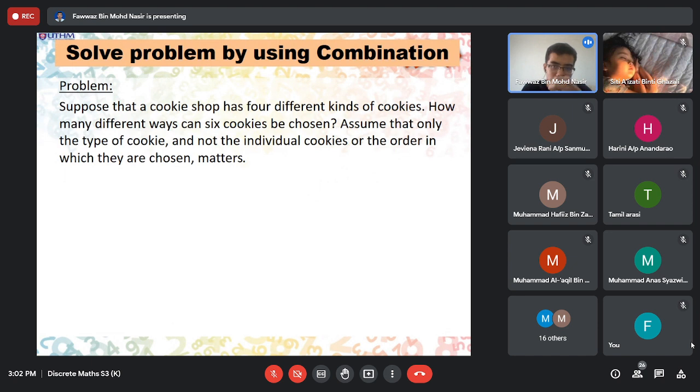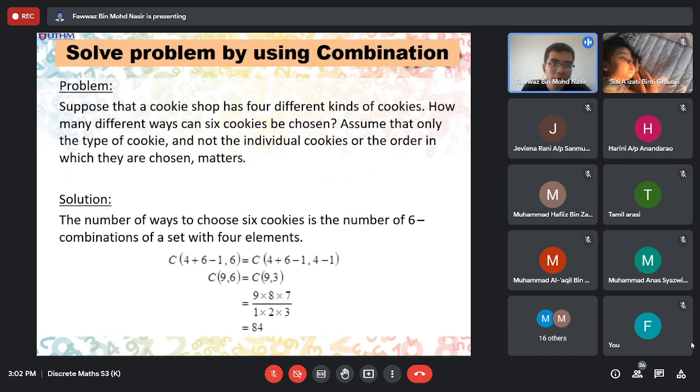punya formula tu. So you'll get dia punya n value dia is 4. Okay, dia punya n value is 4. So ada 4 different types of cookies. Dia punya r value dia is 6. Okay, so we just substitute dia punya nilai dia, so kita dapat C into brackets 4 plus 6, okay, 4 tadi dia punya n, 6 is r, dia punya r value dia, minus 1, comma 6 equals to C, 4 plus 6 minus 1, comma 4 minus 1.